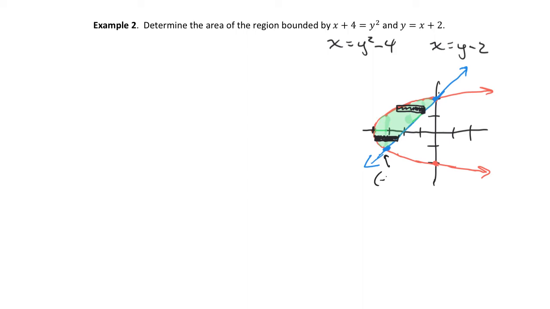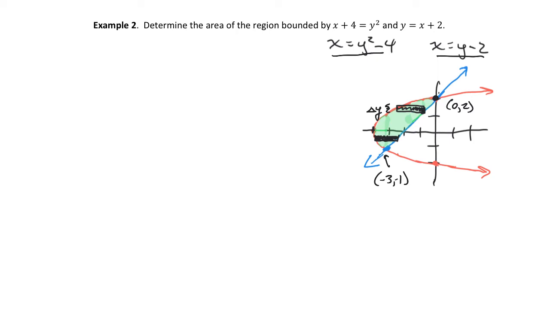This one intersects at -3, -1. Up here, we intersect at the point 0, 2. Now, our rectangles are skinny in the y direction. We'll call that delta y. As we have it set up, we have it solved for x up here, so we'll multiply whatever we come up with by dy, essentially representing the thickness of these rectangles.